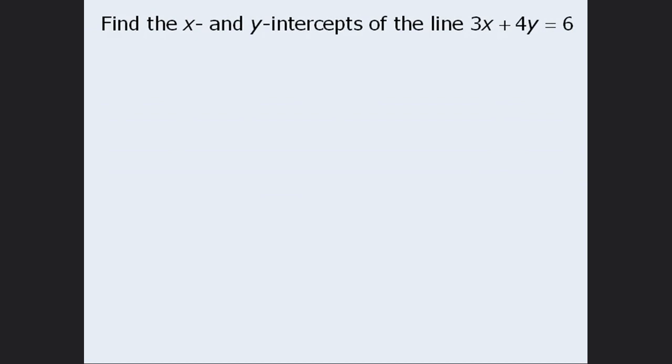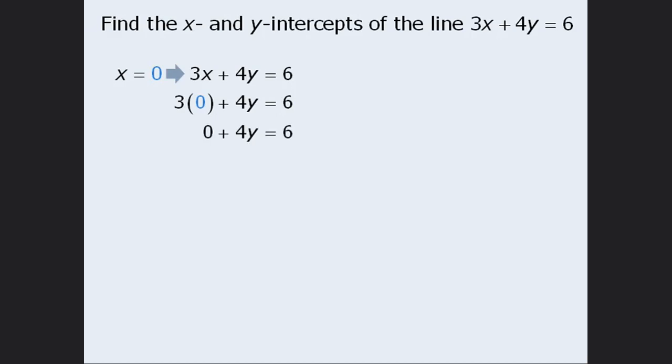Let's find the y-intercept first. To do this, we will use the fact that when a line crosses the y-axis, the x-coordinate is 0 at the point of intersection. So if we let x equal 0, we can take the equation of the line and plug 0 in for x to find the corresponding value for y. When we solve this equation for y, we see that when x equals 0, y must equal 1.5. So one solution to this equation is x = 0, y = 1.5, which means the y-intercept here is 1.5.